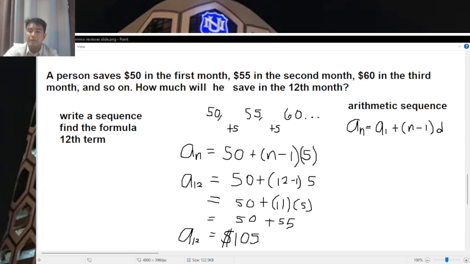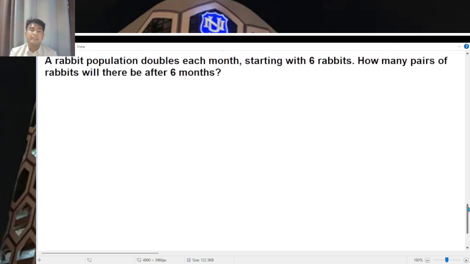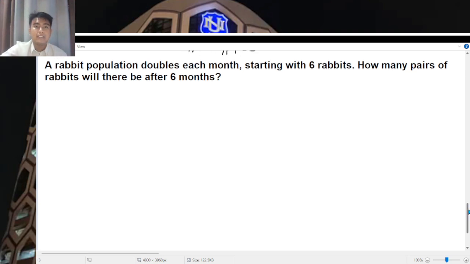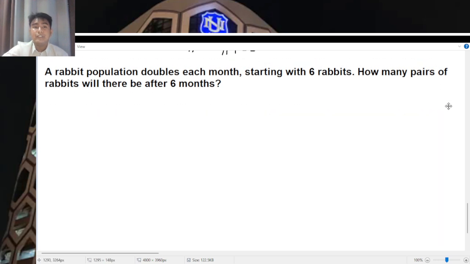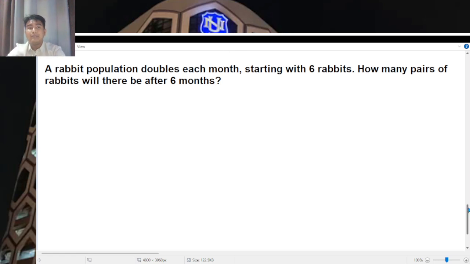Okay, let's proceed to the last problem, last word problem. Okay. A rabbit population, let me just scroll it down, okay, so that it can be seen. Okay. A rabbit population doubles each month. Okay, doubles each month. Starting with 6 rabbits, how many pairs of rabbits will be there after 6 months?